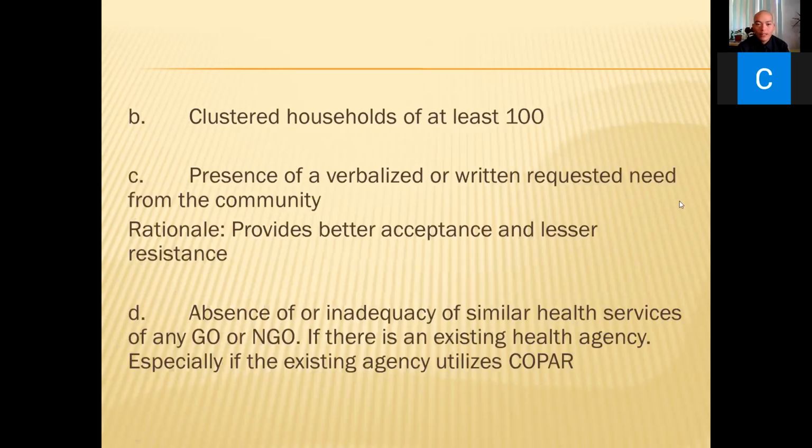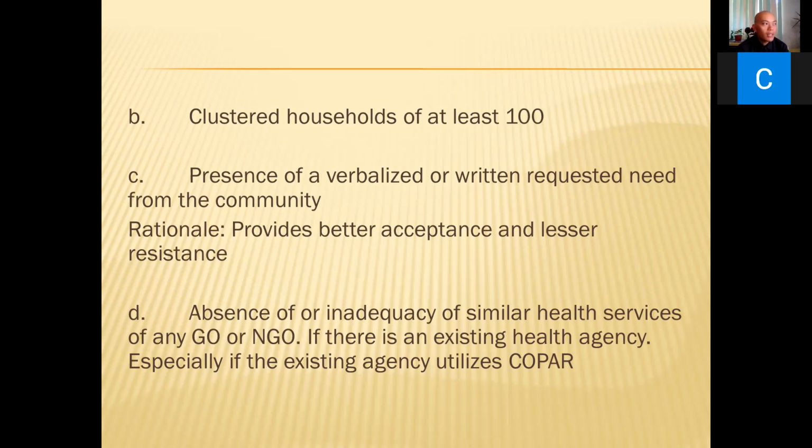Other factors in choosing a community. Clustered households of at least 100. At least in their barangay or in their area, there are at least 100 households. The reason for that is we would like to be efficient and effective as well. So we do not want to go to a community very large in terms of area, where you have to hike and keep on hiking pero ang mga bahay lang na nandun is around 10.